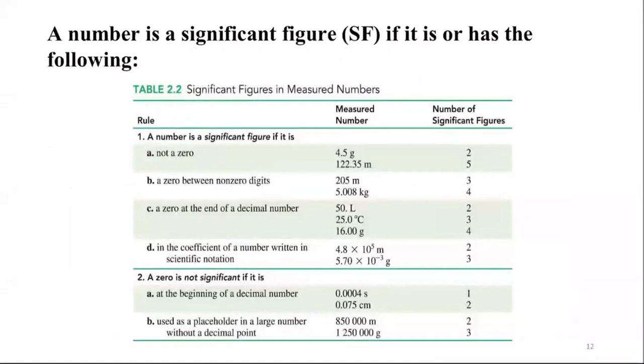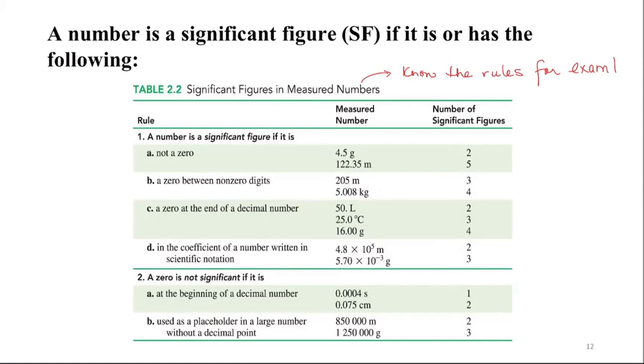In table 2.2, we have a summary of how to determine how many significant figures are in a measured number. When it comes to exam 1, you need to know these rules, and they're summarized in this table, 2.2.